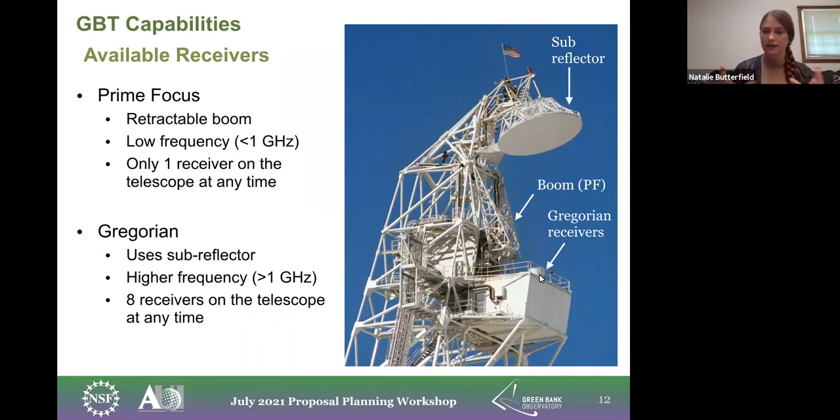That will rotate and allow different receivers to be in focus, up front, and that's where the signal comes in. Now, the Gregorian receivers are typically higher frequency, so this is frequencies above roughly 1 gigahertz or so, and it can hold up to 8 receivers on the telescope at any time.